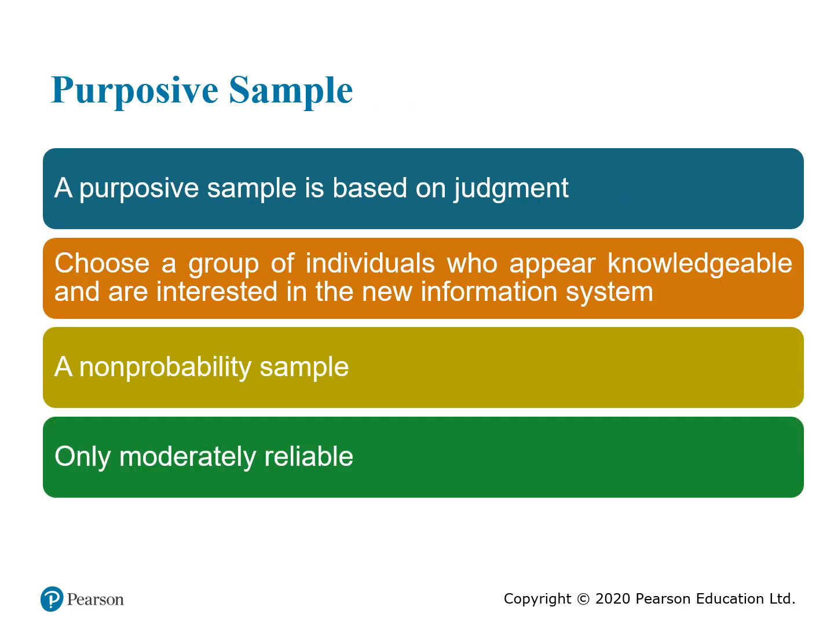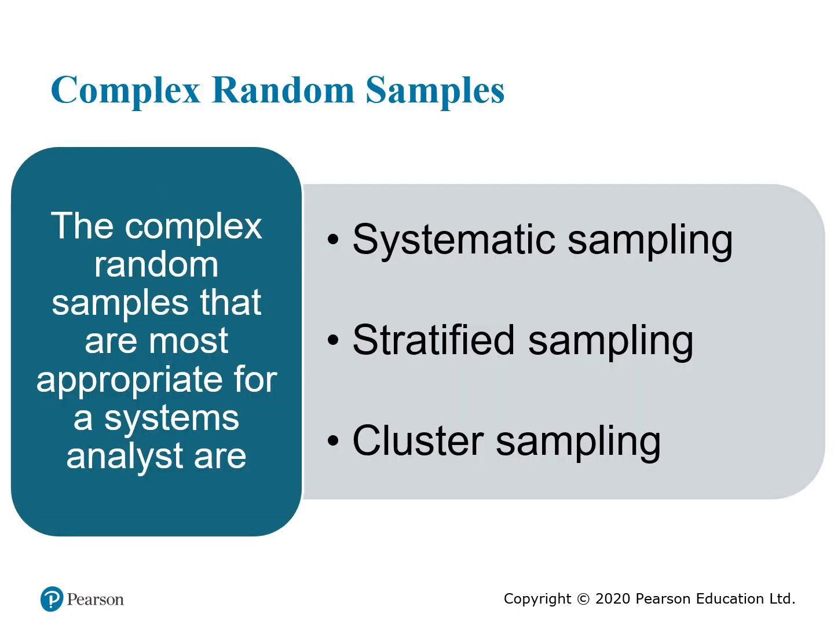Then the second one is the purposive sampling method. It is based on judgment, choosing a group of individuals who appear knowledgeable and are interested in the new information system. It is a non-probability sampling method. It's only moderately reliable. Complex random sampling has a few methods under it, like systematic sampling, stratified sampling, and cluster sampling.